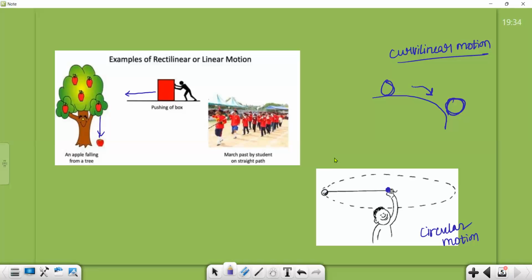So why are you bringing the radius concept here? No, ma'am, because everything does not work here. Acceleration and everything, don't go into much detail. We are just speaking about the definitions. Circular motion means it is moving in the form of a circle.